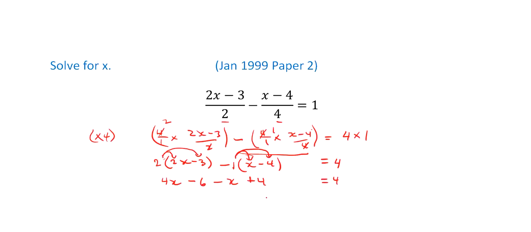So we leave all the x's on the left side. So we end up with 4x minus x is equal to 4 plus 6 minus 4. Right? The minus 6 when moved across becomes plus 6, and the plus 4 becomes minus 4. So we end up with 4x minus x gives me 3x, and this will give me 4 plus 6 is 10, 10 minus 4 is 6. Therefore x is equal to 6 over 3, which is equal to 2.